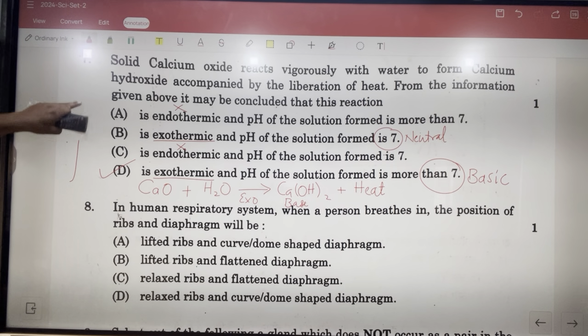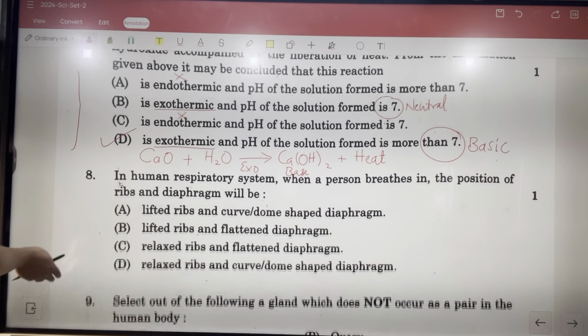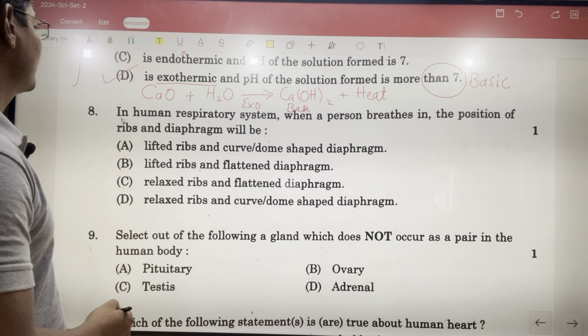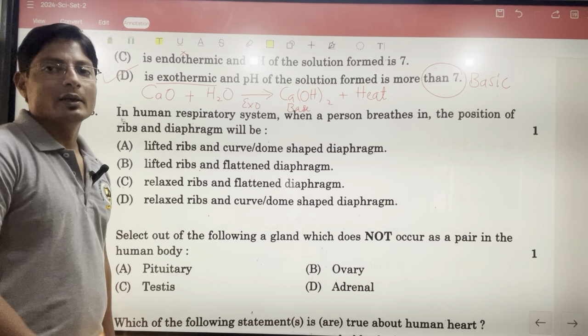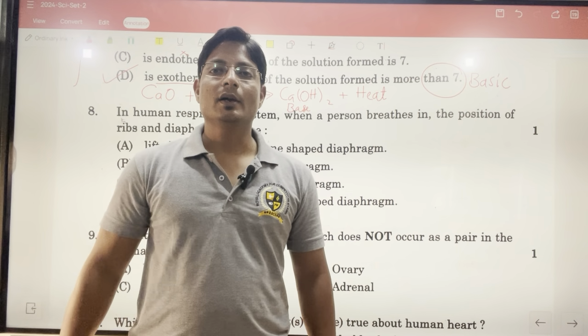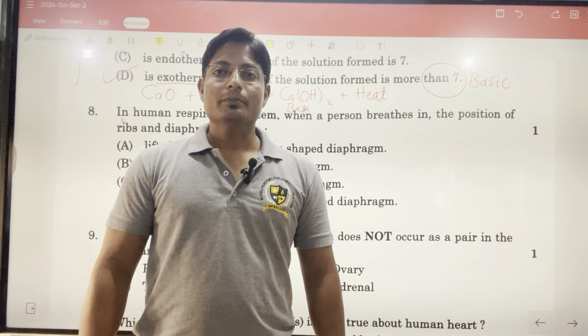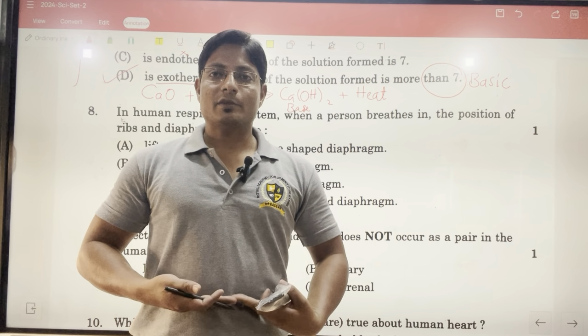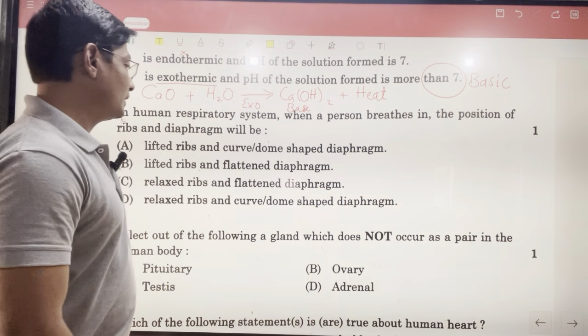Fine. Then coming to the eighth question. In the human respiratory system, when a person breathes in, the position of ribs and diaphragm will be... So it is a very logical question. You just need to do that activity. If you inhale the air, here the ribs are lifted up. At the same time, the diaphragm has become flattened. So therefore that would be the correct option.